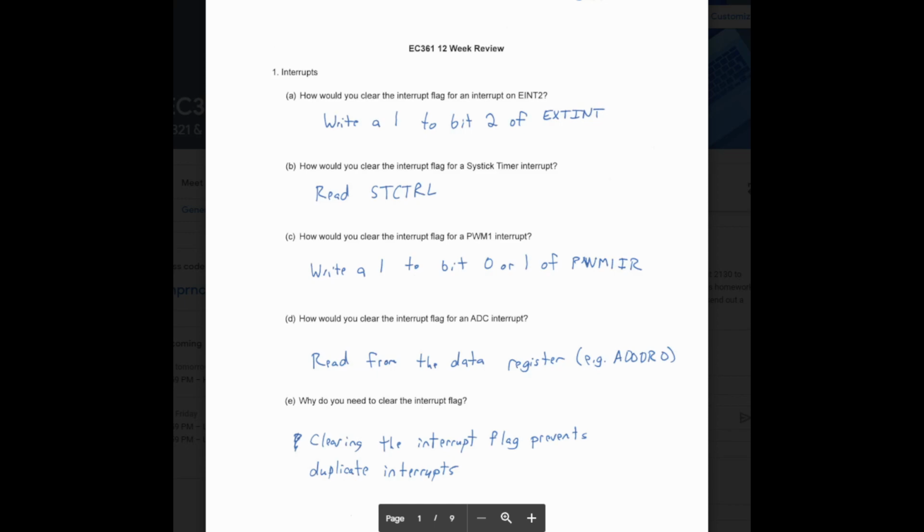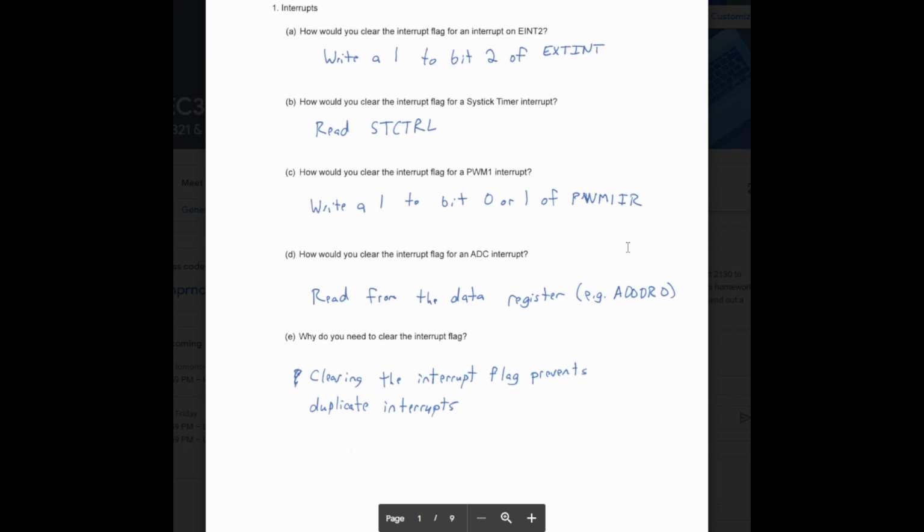Why do we need to clear the interrupt flag? Well, clearing the interrupt flag prevents duplicate interrupts. That flag is set to indicate to the hardware that it should call the interrupt handler, and whenever that flag is set, it's going to continually do that. So if we don't clear the interrupt flag, it's going to call the interrupt handler again with the same stuff that we just handled, and that's going to be a problem. So we want to make sure we clear that interrupt flag every time.